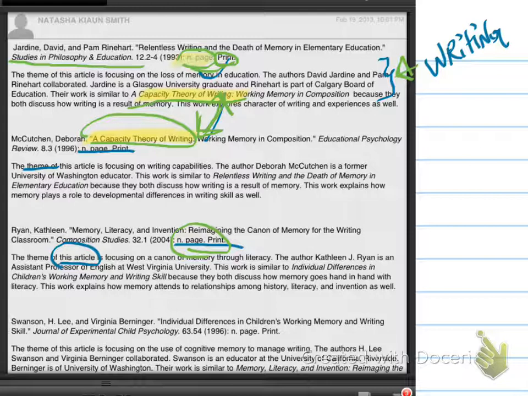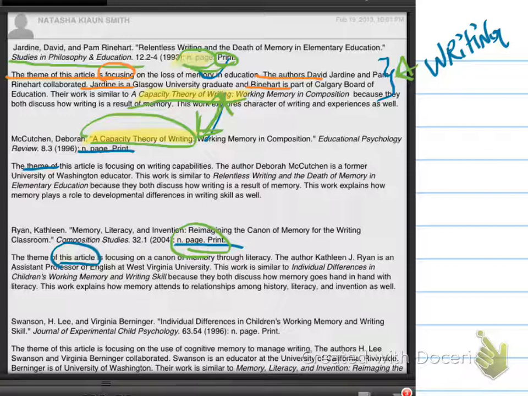Okay, now here's actually what I was going to point out. It's not that there's a problem with it, but rather what you might notice, and I'm going to use a different color, okay? I'm going to use orange, and I'm going to go through here and write. The theme of this article is focusing on the loss of memory in education. Is it a theme? It's not literature, so it's probably the findings of this article or the focus of this article, and then you've got is focusing. So maybe just choose one on the loss of memory in education. Then you've got the authors collaborated. Yeah, okay, there's two authors, so of course they collaborated. And then you've got another short sentence. Jardin is this, Reinhardt is this.